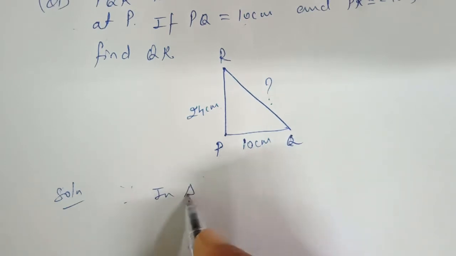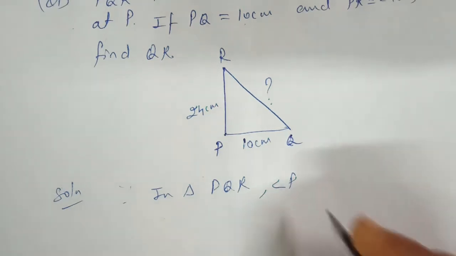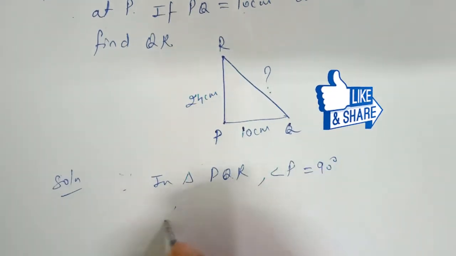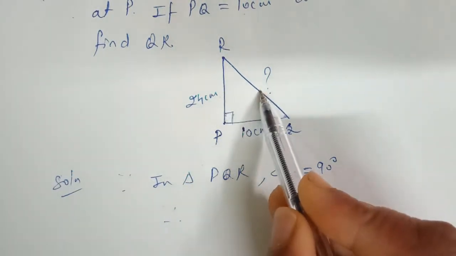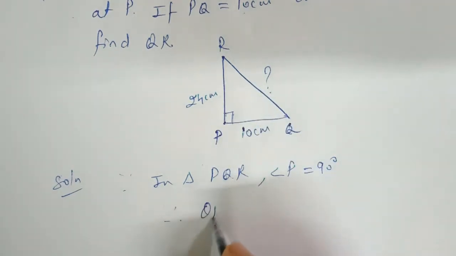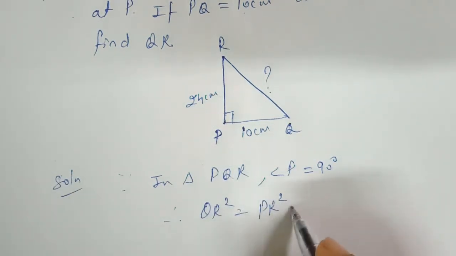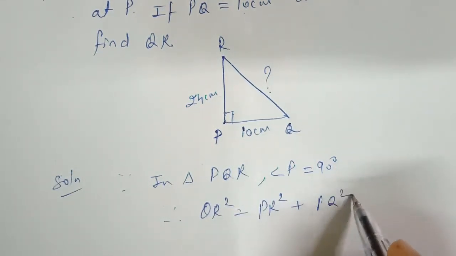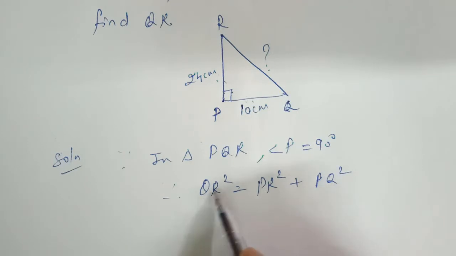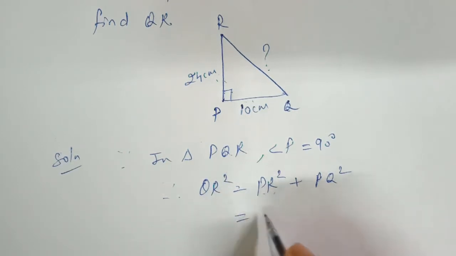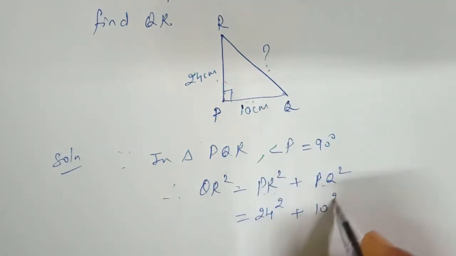Since in triangle PQR angle P is equal to 90 degrees, therefore, this we all know that the side opposite to the 90 degree angle is the longest side. So QR square is equal to PR square plus PQ square. You can take any one of them at the first place, but do the square of them. The value of QR square we have to find. The value of PR we have is 24, so 24 square. The value of PQ we have is 10 square.